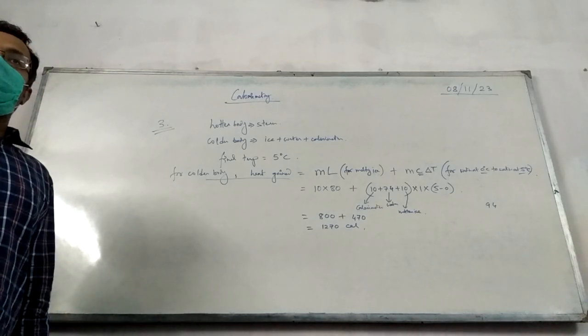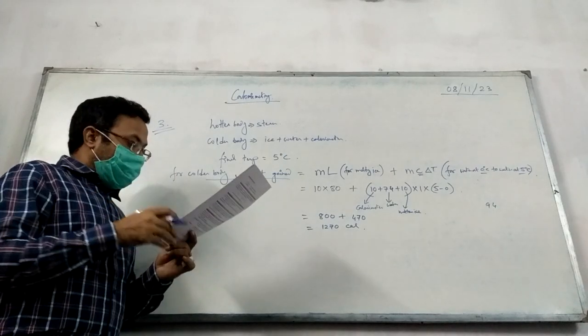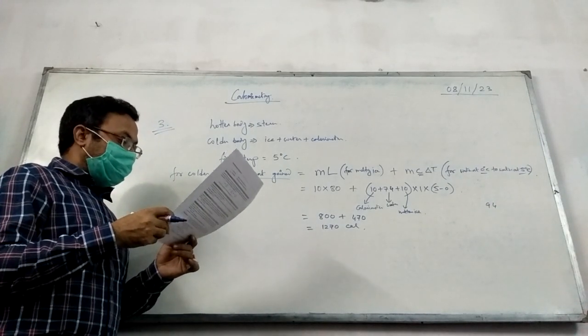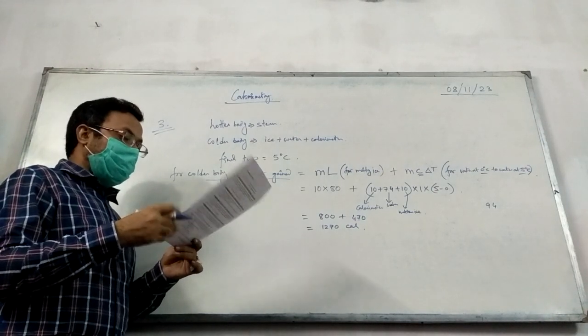This is the amount of heat energy gained by the colder body. Now the heat energy gained by the colder body, from the principle of calorimetry, should be equal to the heat energy lost by the hotter body. So this is steam at 100 degrees Celsius.